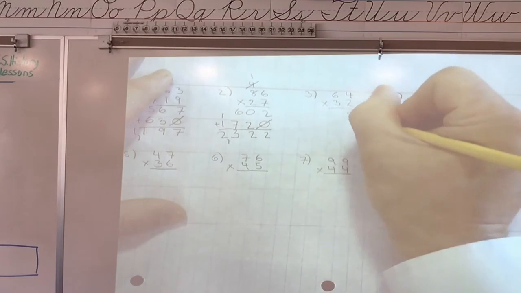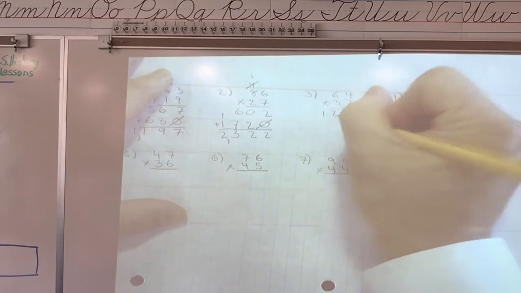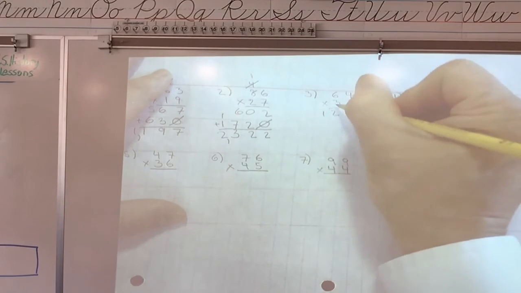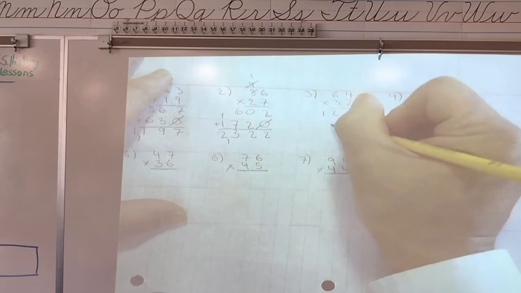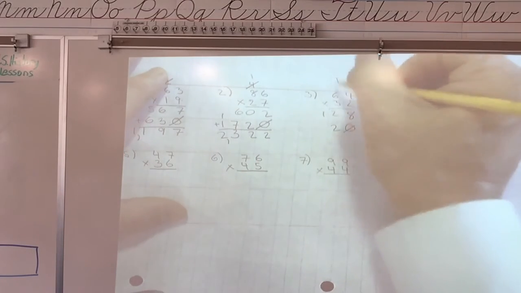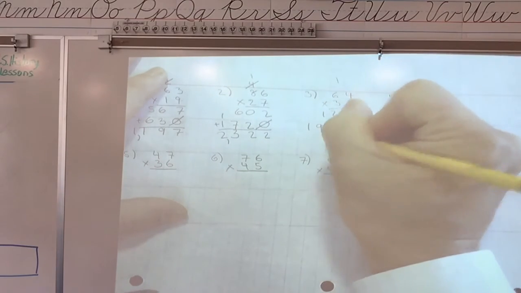2 times 4 is 8. 2 times 6 is 12. 3 times 4, oh, gotta remember to do that. 3 times 4 is 12. 3 times 6 is 18, plus 1 is 19. And there you go.